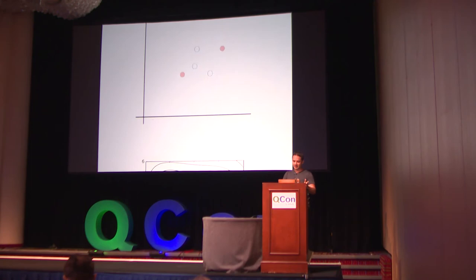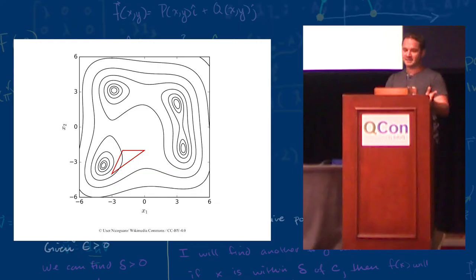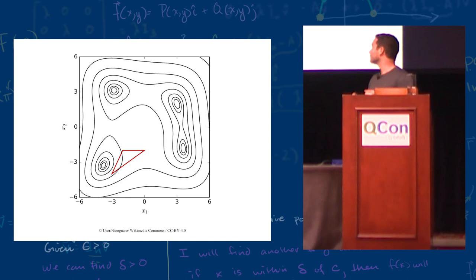And it ends up looking really cool when you animate it. You get this triangle that you keep updating and it flops around and eventually converges on the optimal point. Sometimes people call this algorithm the amoeba method because they think this looks like an amoeba. I think that's fun, but I think Nelder-Mead is more fun to say. So I called it Nelder-Mead.